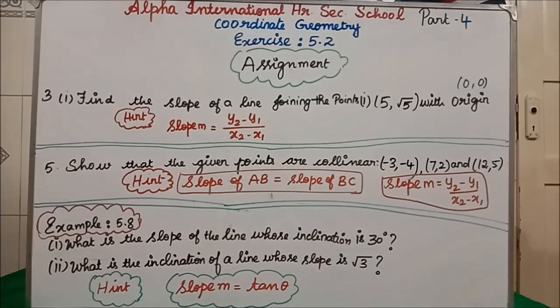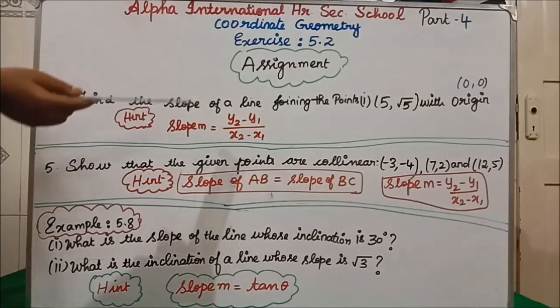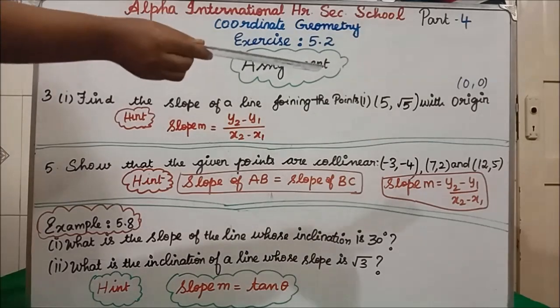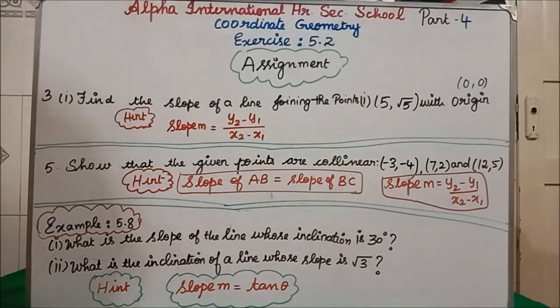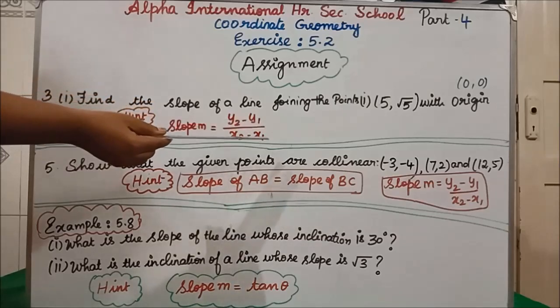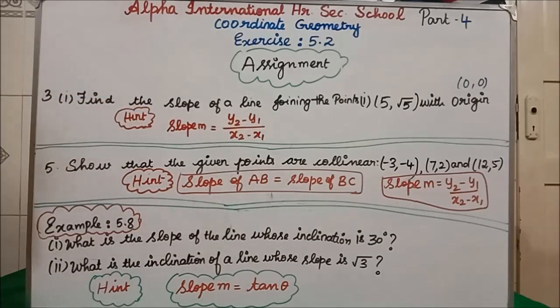See, find the slope of a line joining the point 5 comma root 5 with origin. Origin means 0 comma 0. So what is the 2-point formula? Slope is y2 minus y1 divided by x2 minus x1. I have told you in pencil, below you have to write x1 y1, x2 y2. Then substitute the y2 value, y1 value, x2 value, x1 value here and find the slope.